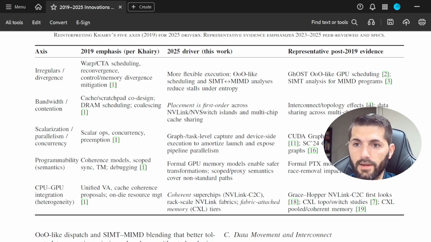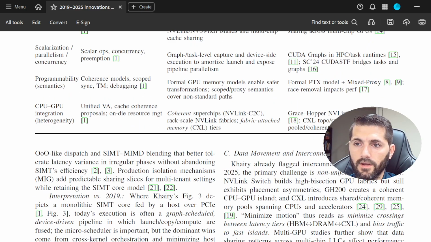In Carey's figure 3, they depict a monolithic single instruction multiple thread core fed by host over PCIe. And today's execution is often a graph scheduled device-driven pipeline in which that large copy compute are fused a bit more, and while the micro scheduler is important, the dominant wins there come from cross-kernel orchestration and minimizing host involvement in those.